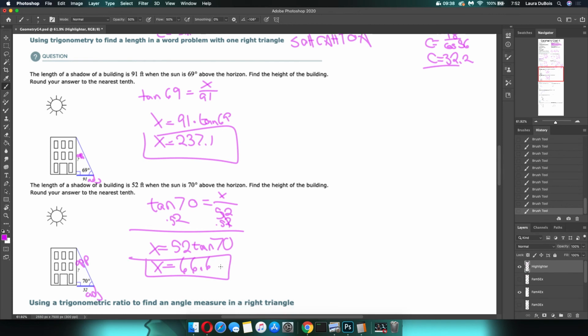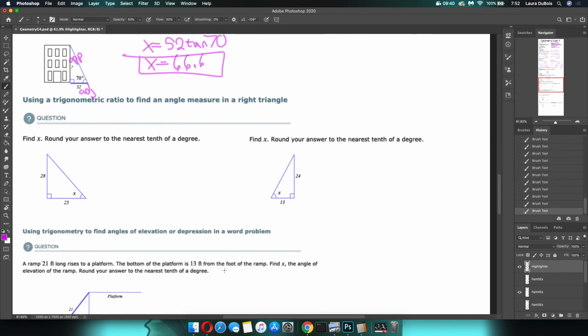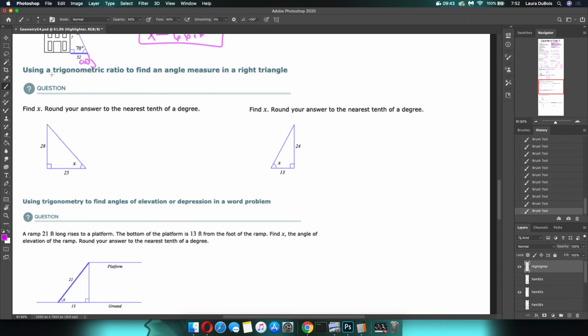Okay, this is looking doable. I'm kind of liking my trig here. Use trigonometric ratios to find the angle measure in a right triangle. Now that we've been using all of our SOHCAHTOA, we're going to do it in reverse, because we have the opposite and the adjacent. Wow, the universe likes trig today. So tangent of x is equal to 28 over 25.